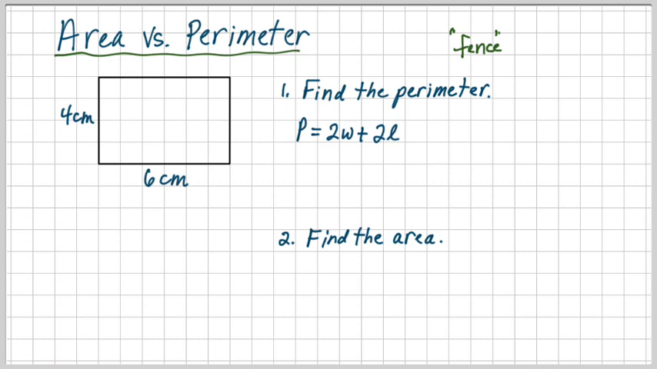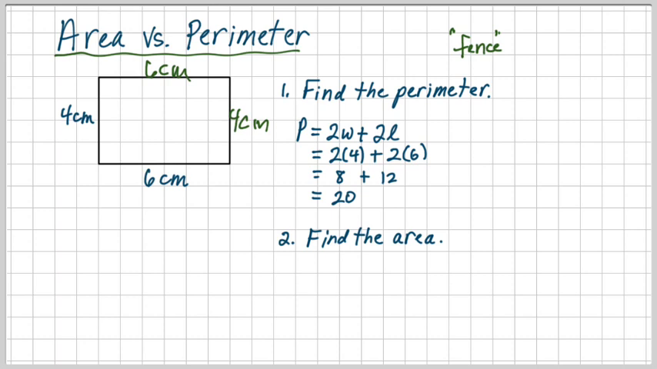Now you could notice you have 6 centimeters on each side and 4 centimeters on each side. And so you can see there's 2 widths and 2 lengths, and you can see that in the formula, perimeter equals 2 times the width plus 2 times the length, 2w plus 2l. So all we're going to do is plug in the numbers. So 2 times 4 plus 2 times 6, that's going to be 8 plus 12, and you get 20.